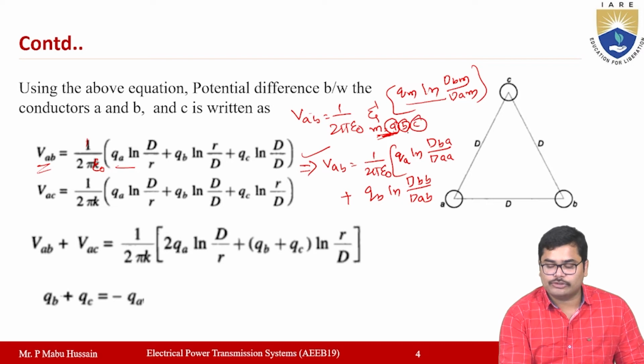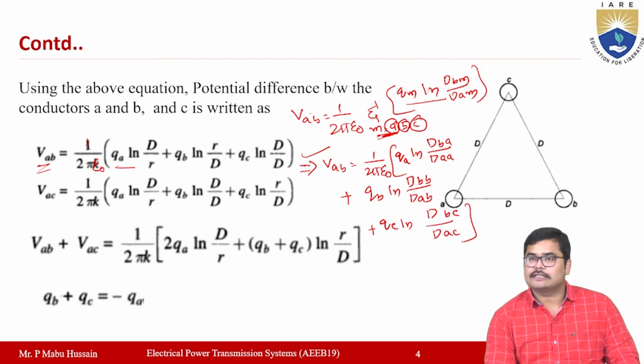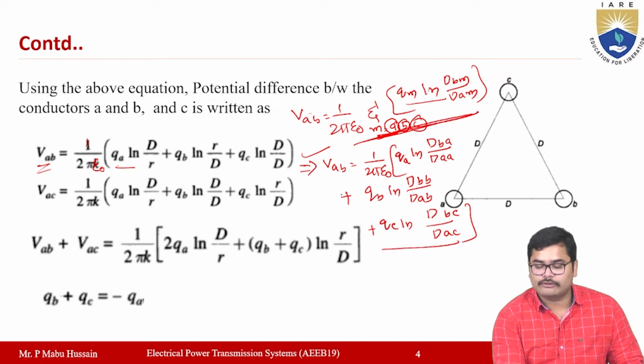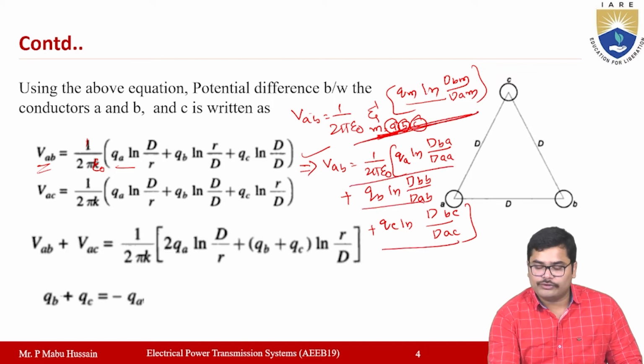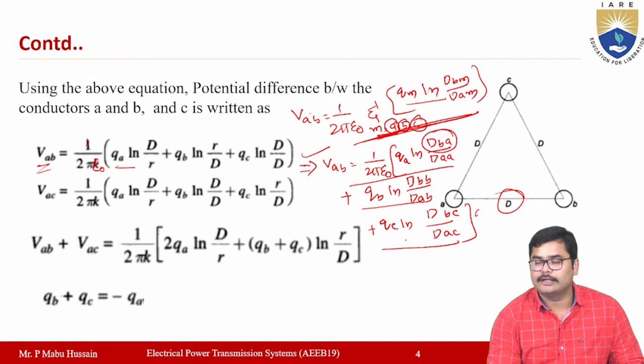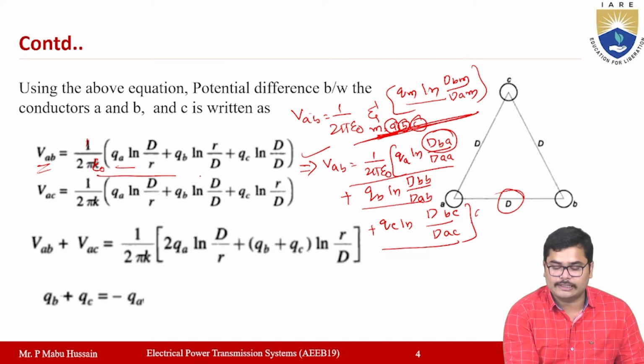Right. Then if you substitute C here, QC ln DBC by DAC, you will get the voltage equation. From this equation we are getting this equation total. Now if you see here, DBA is nothing but the distance between B to A, which is D here. So dBA you can write as D here. Now you will get this equation.